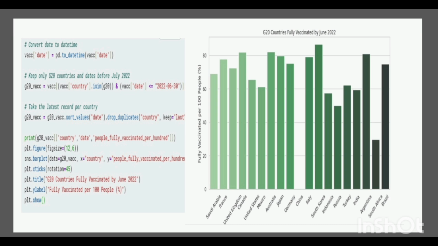Countries like Canada, the UK, and South Korea had very high vaccination rates above 80%, while others like South Africa, Indonesia, and India were comparatively lower. This analysis showed that even among the world's largest economies, vaccine rollout speed was highly uneven.